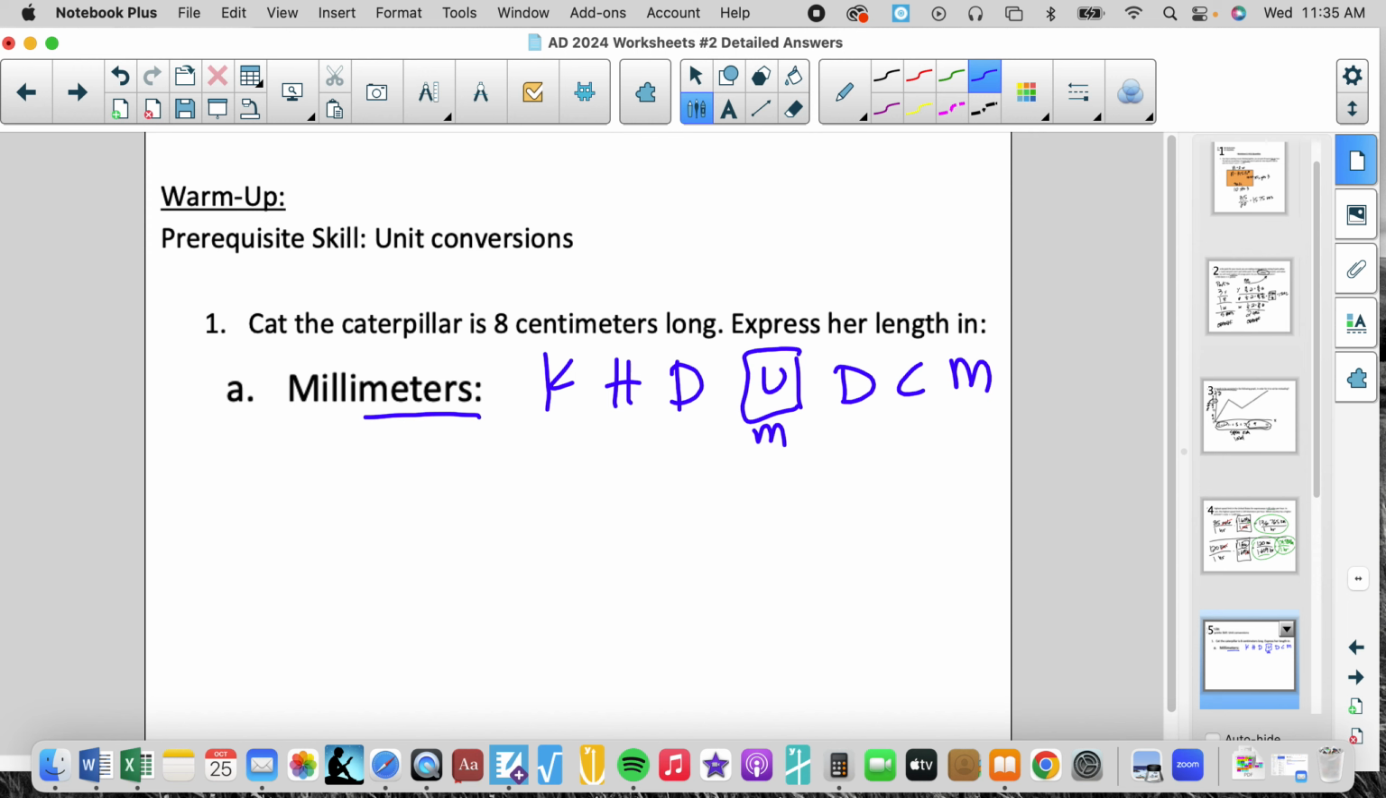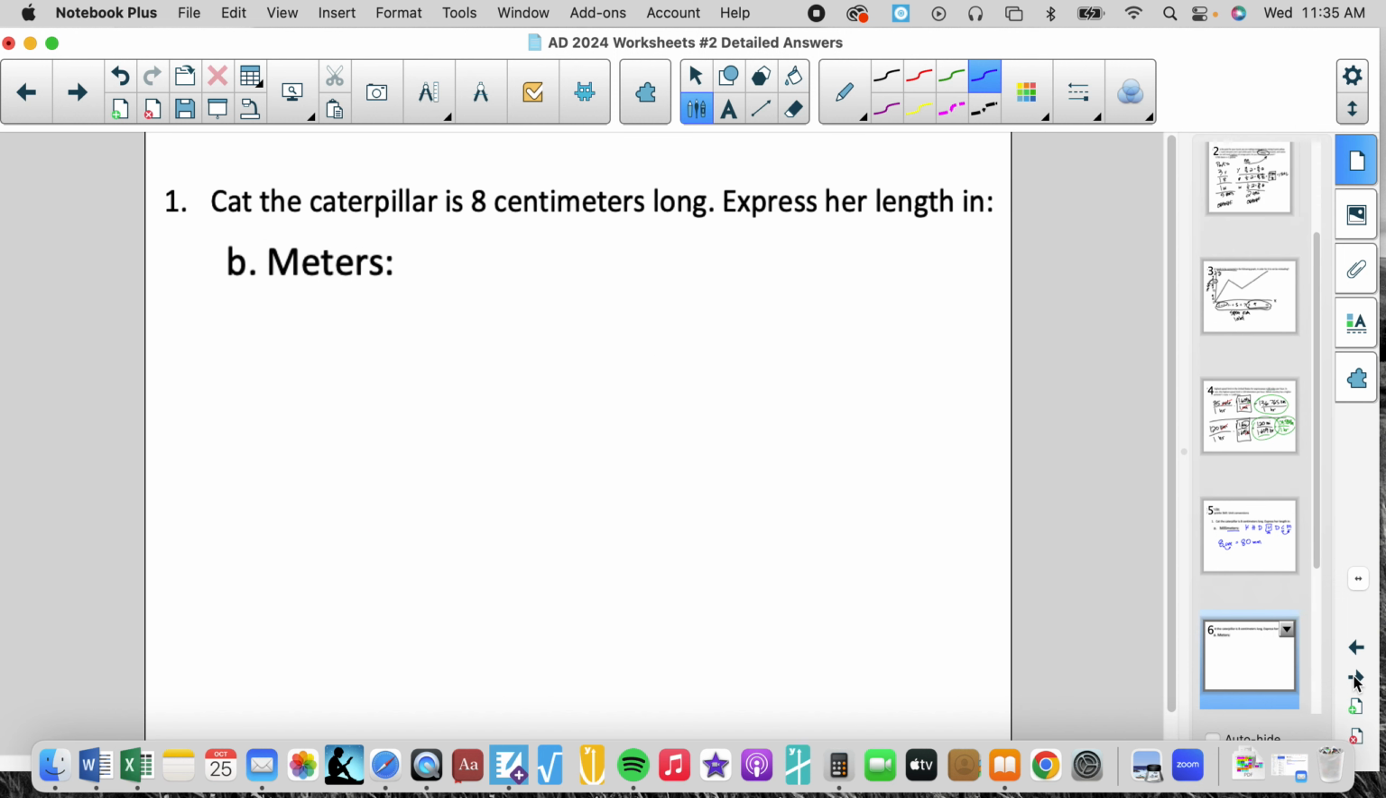So we're converting to milli. We start with 8 centimeters. So we're starting in centi and we're going to milli. This is not milli, that is meters. Milli is over here, so we're going to move 1 place to the right. My decimal here is 1 place. I'm going to move it 1 place to the right, and we get 80 millimeters. So 8 centimeters equals 80 millimeters. Cool.